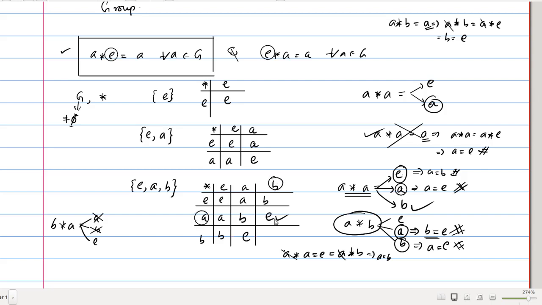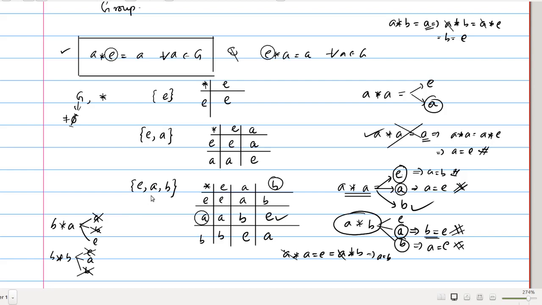A star B is equal to E. That means B is the inverse of A, so we can get A is the inverse of B. So B star A will always be the identity element. Okay, so the only possibility for B star B is E. You can easily verify that. B star B has three possibilities, E, A, B, and you can rule out the others using these ideas. Now you get only one possibility.